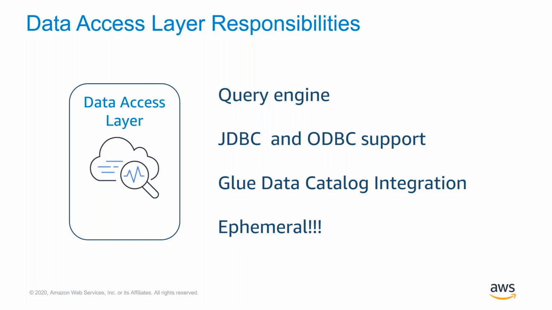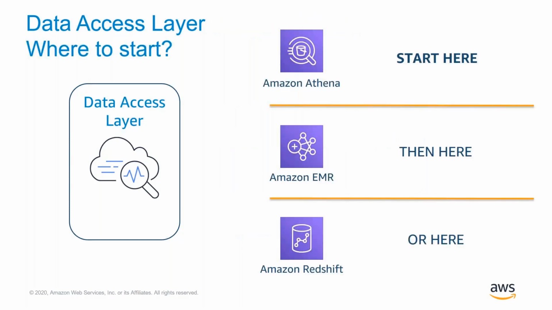Once your data has been indexed or cataloged in your Glue data catalog, any of the services that I talk about on the next slide will immediately be able to query that data, and we'll show a demo of that in a moment. And finally, because the data access layer isn't actually persisting anything, the data is being persisted in your data lake in that S3 location, the data access layer can be ephemeral. So let's jump into those services and I'll emphasize what I mean by ephemeral a little bit more.